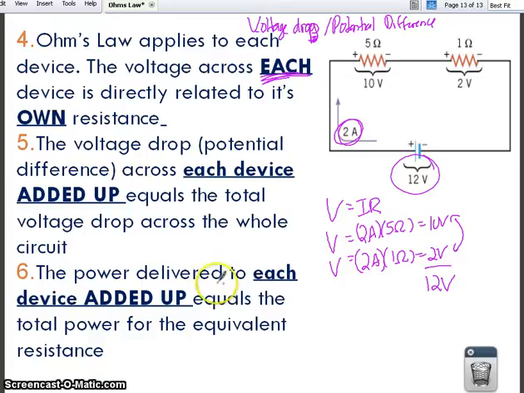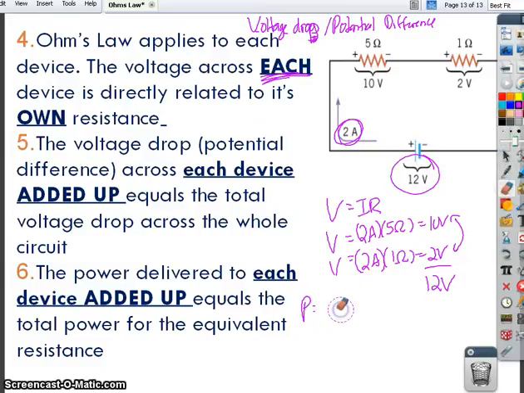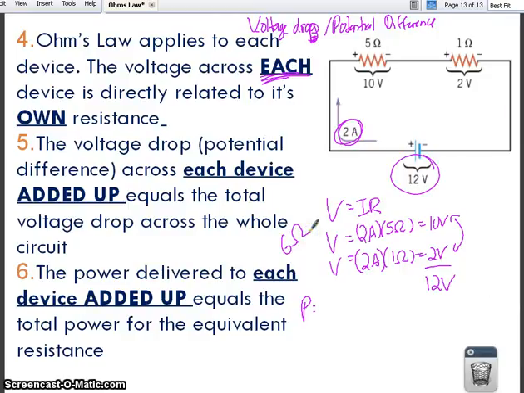The power delivered to each device added up equals the total power for the equivalent resistance. So, in this case, power equals I times V. I can use any of my, you know what? Let's go back. My total resistance is 6 ohms. And one of my equations for power is P equals I squared R. So in this case, it's going to be 2 squared times 6, or 4 times 6, so I get 24 watts. There's going to be 24 watts of power delivered to this entire circuit, okay?